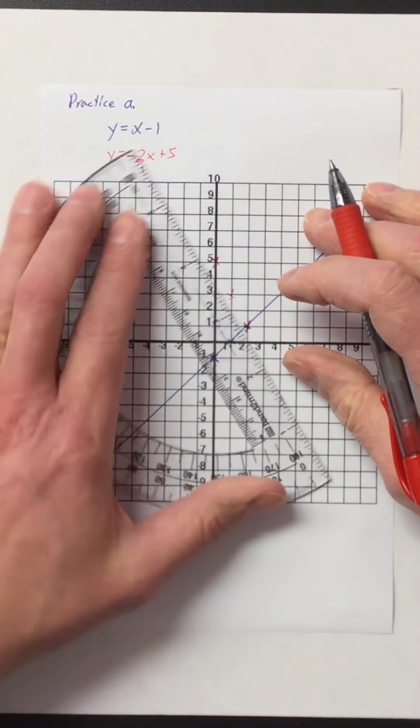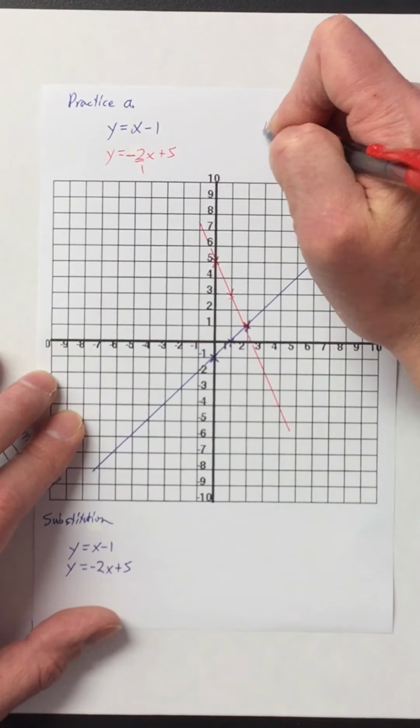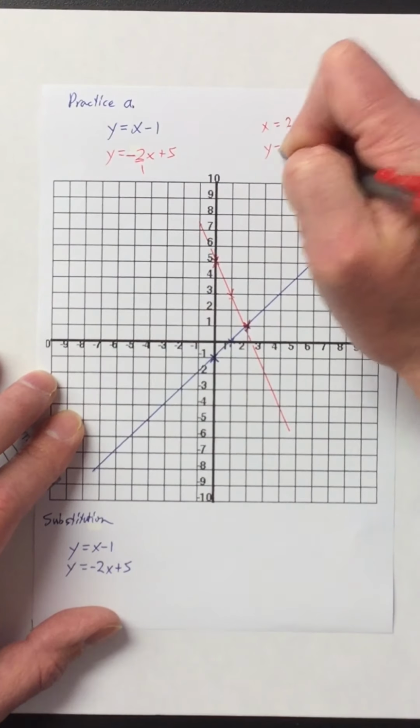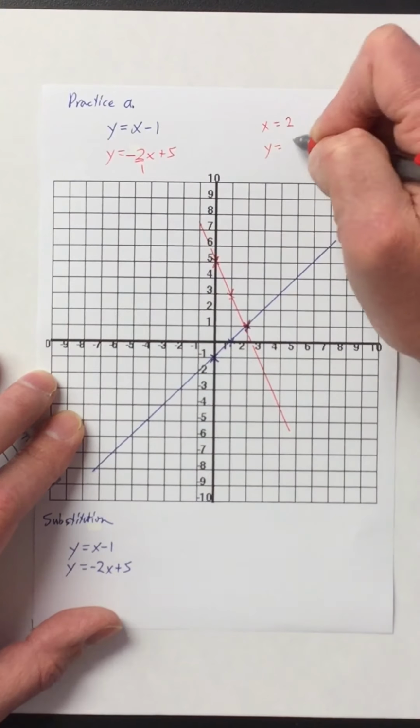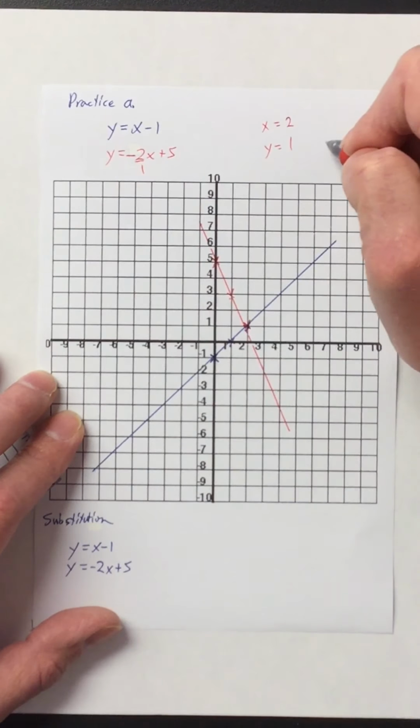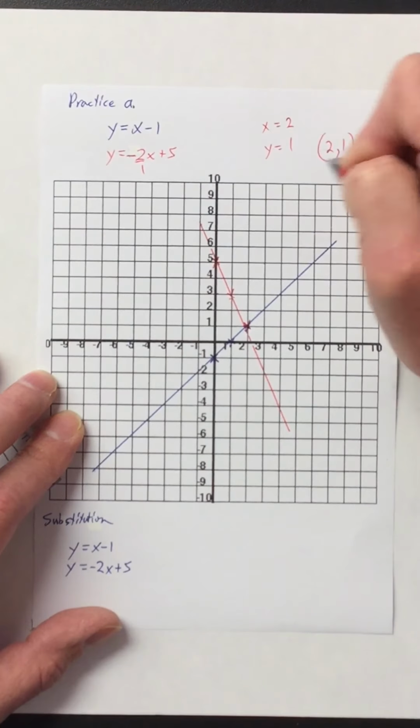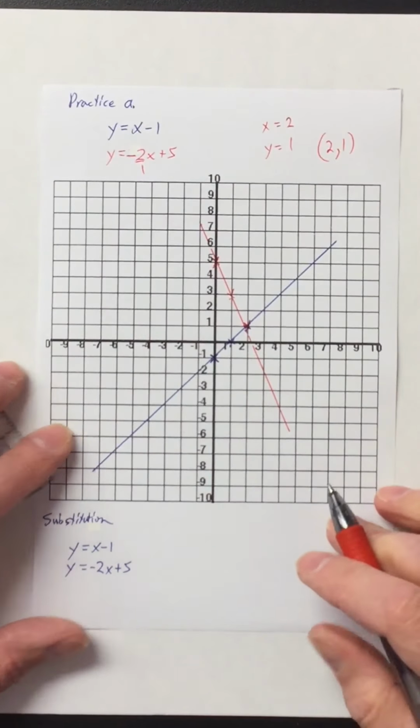There's my other line, and we can see that they do cross. It's going to cross at x equals 2, y equals 1, and so (2, 1) is my answer for that. Just for academic sake here, let's use substitution and confirm that that is true.